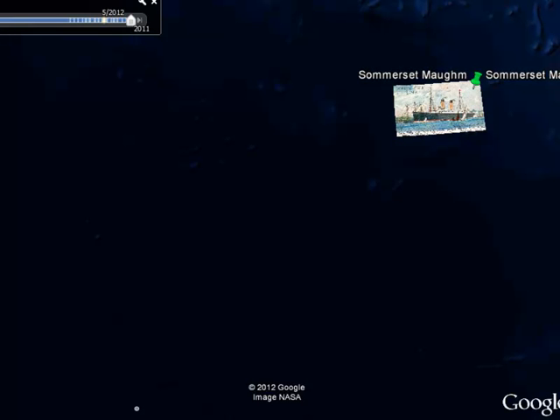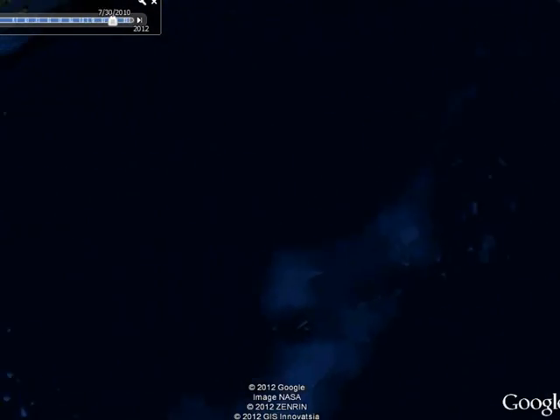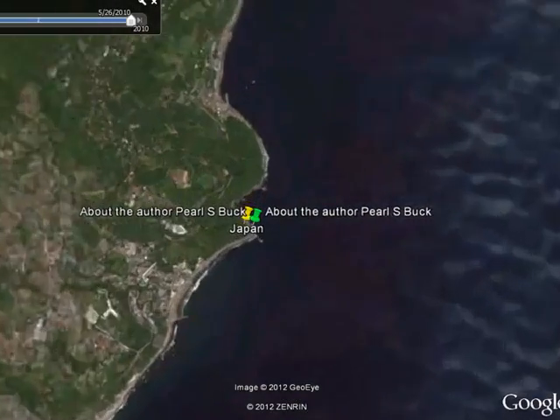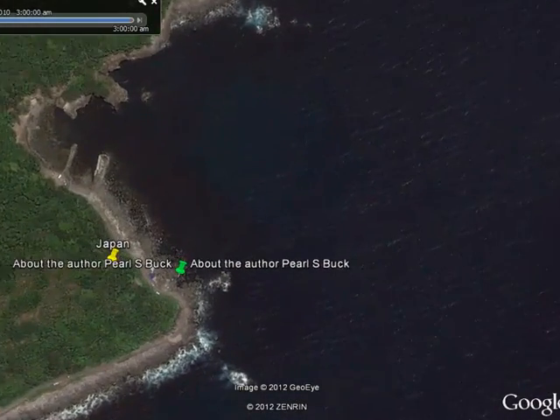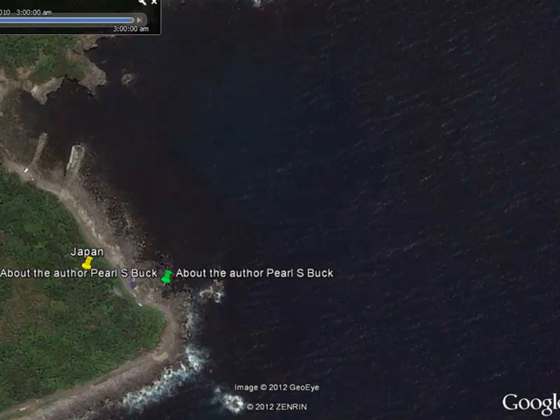We end our tour today in Japan during World War II, the setting of The Enemy by Pearl S. Buck, where a dedicated Japanese surgeon and his wife find and rescue a wounded American soldier.